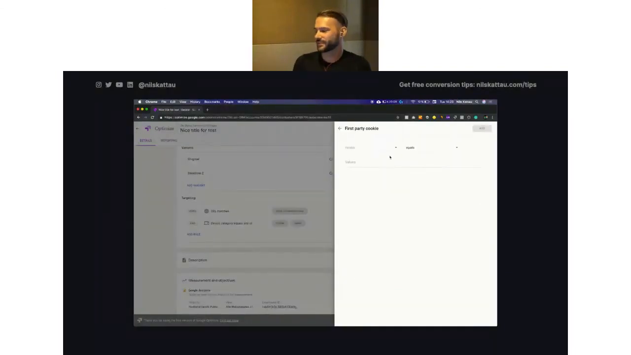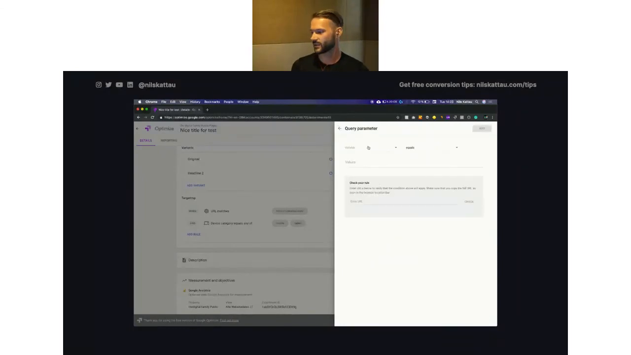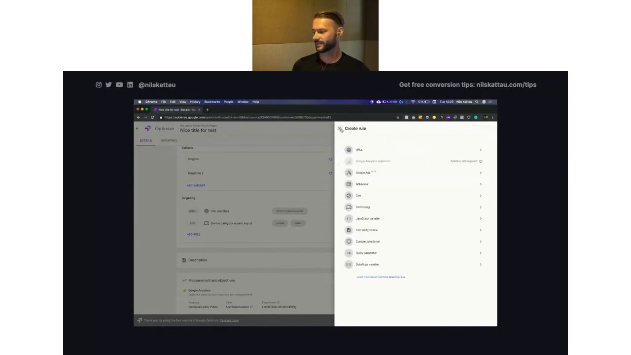You can use cookies, you can use URL parameters so that you only test for people coming through your campaigns, and so on and so on. So there's a lot of stuff that you can just click through, as I said. So this you would use for campaigns if you want to use UTM parameters or something.